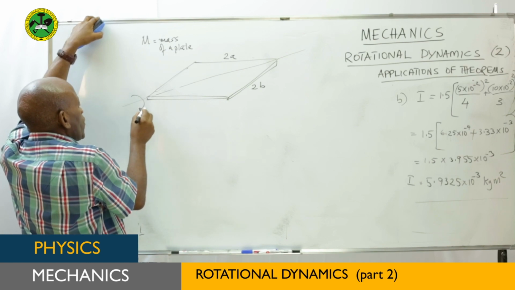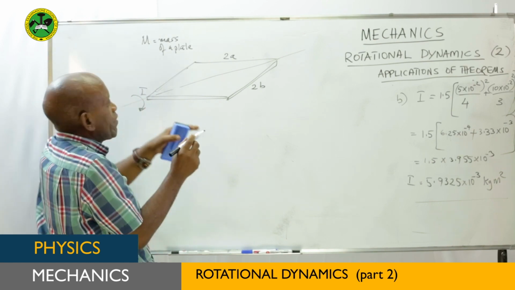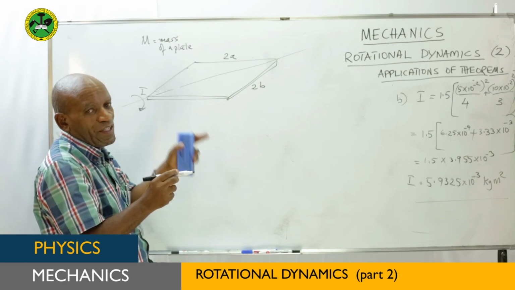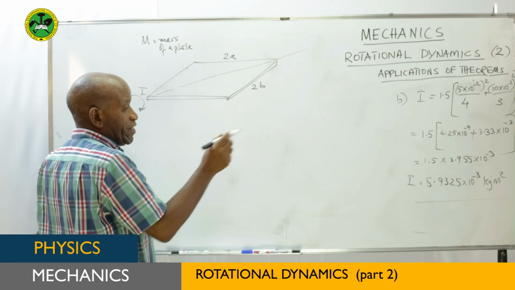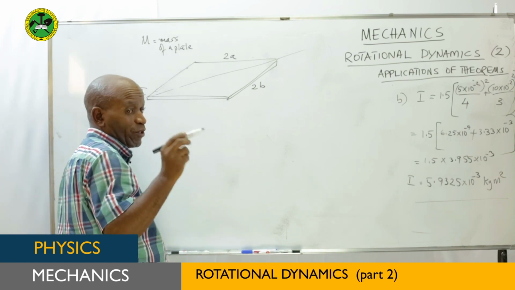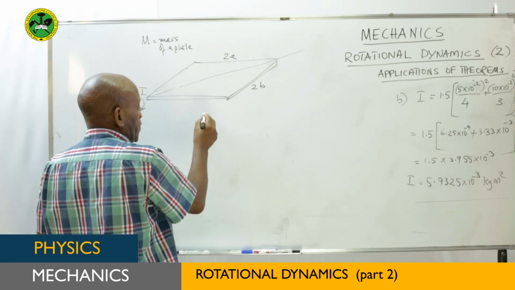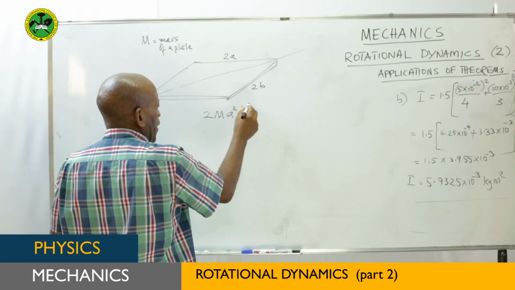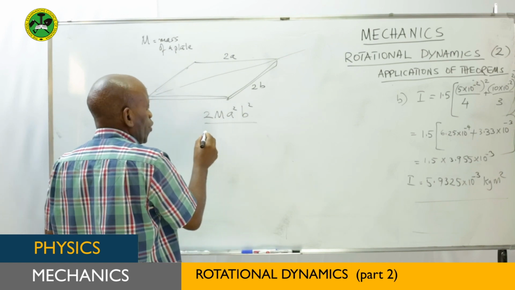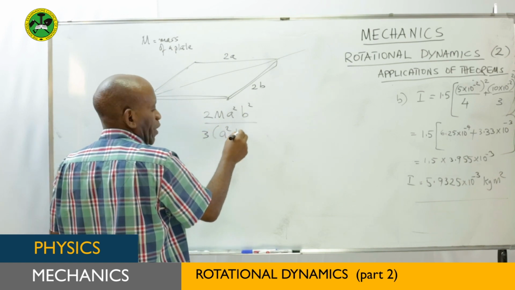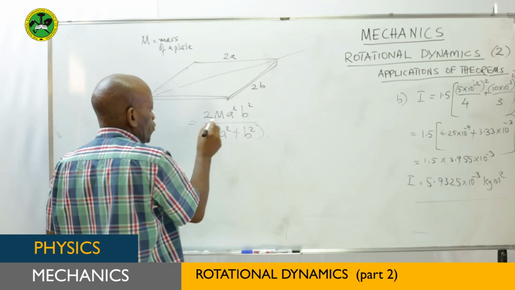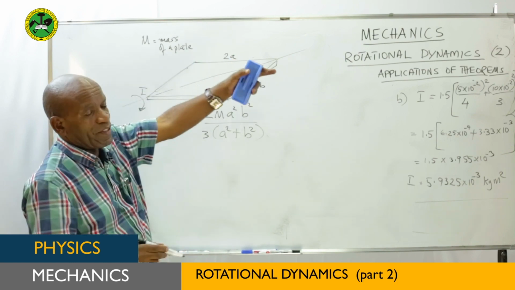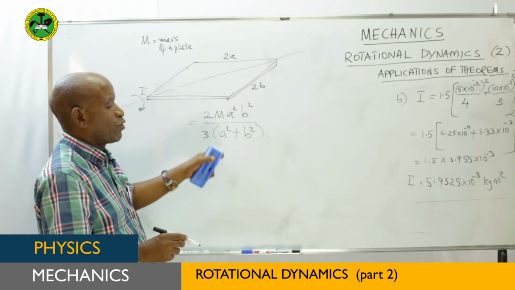So we are looking at the moment of inertia whenever this particular rectangular plate is rotated about this axis, which is passing through the diagonal. Now you need to show that this moment of inertia, from what we have already looked at previously, is equal to 2 into m a squared b squared over 3 into a squared plus b squared. So you need to show that the moment of inertia about this axis passing through the diagonal is equal to this much.